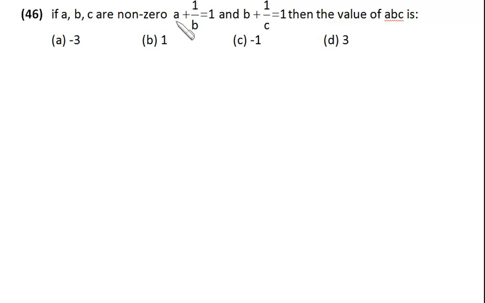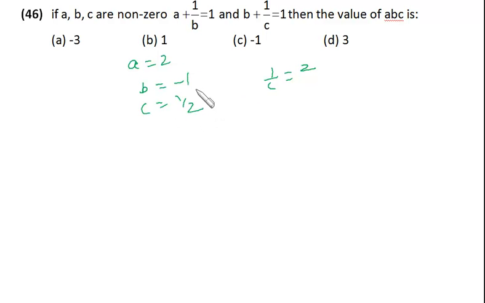Right, so if a is equal to 2, 2 plus 1 upon b is equal to 1, that means 1 upon b is equal to minus 1, that means b is equal to minus 1. Now we got b is equal to minus 1, and I put b is equal to minus 1 over here, then 1 by c will be equal to 1, and then b is minus 1, here it will be plus 1. So 1 by c is equal to 2. That means c is equal to 1 by 2.